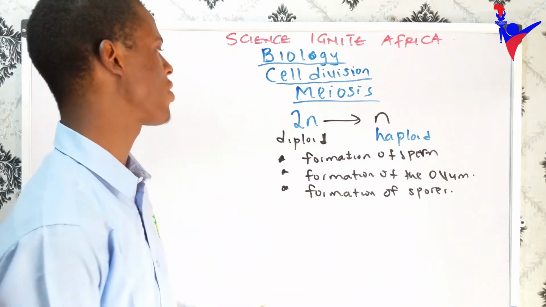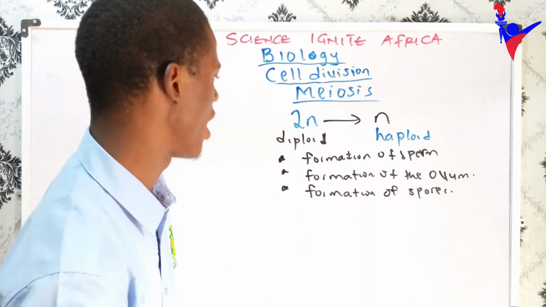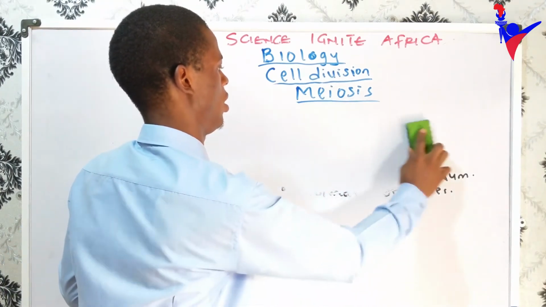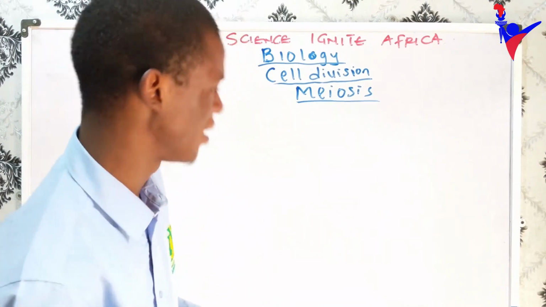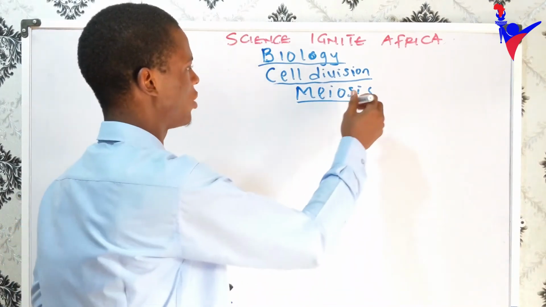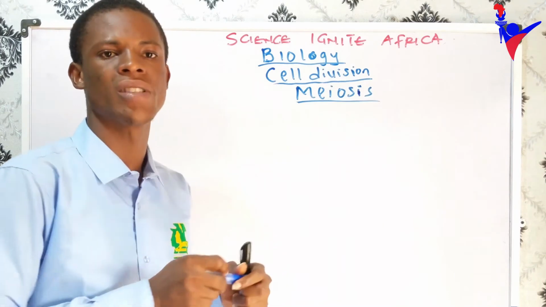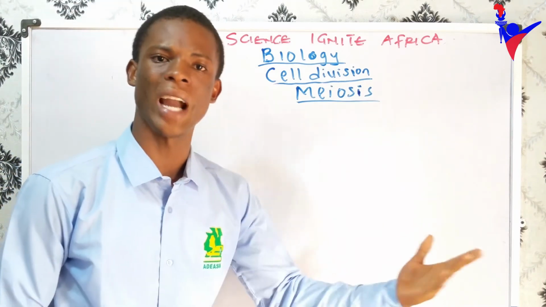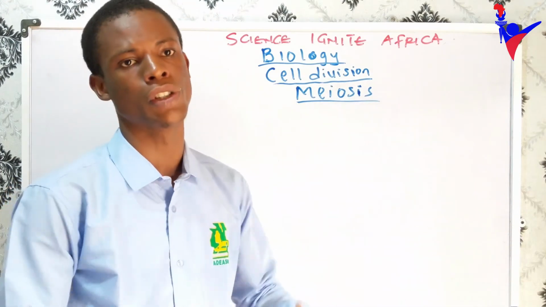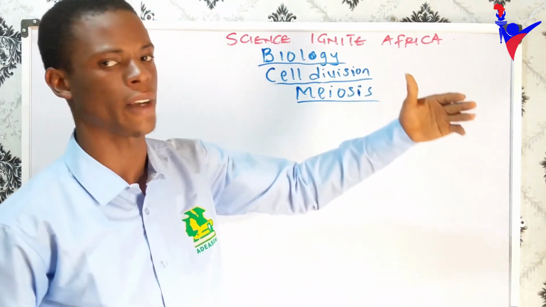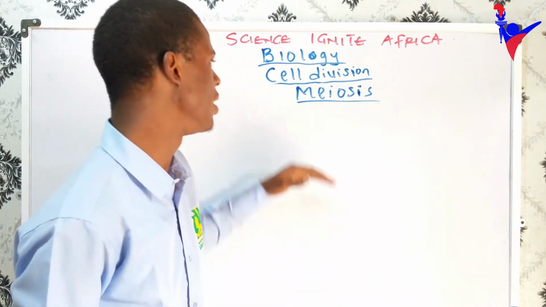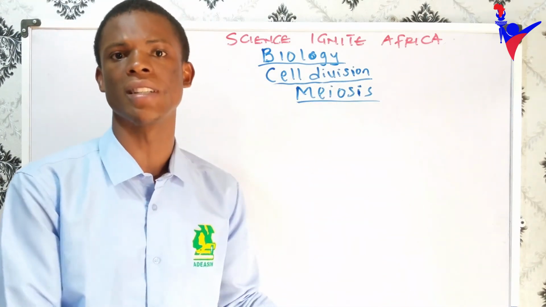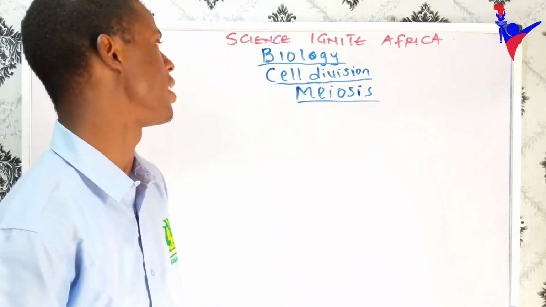We have some stages that are involved in our meiotic division. The stages are the same as in mitosis, but what characterizes meiotic division is that it occurs in two stages. Mitosis is a single stage division, you just have a single stage from your interphase to your telophase. In meiotic division, you have the first meiotic division and you have your second meiotic division.